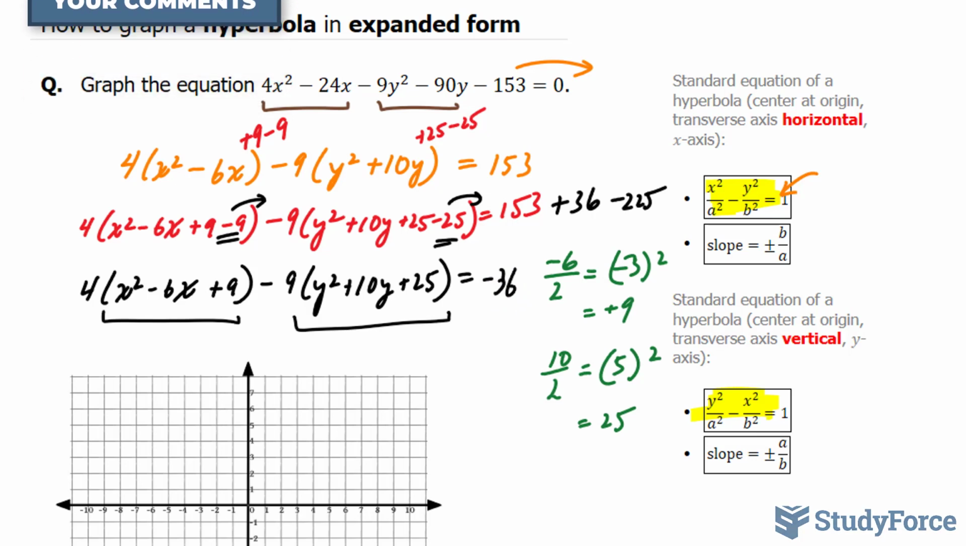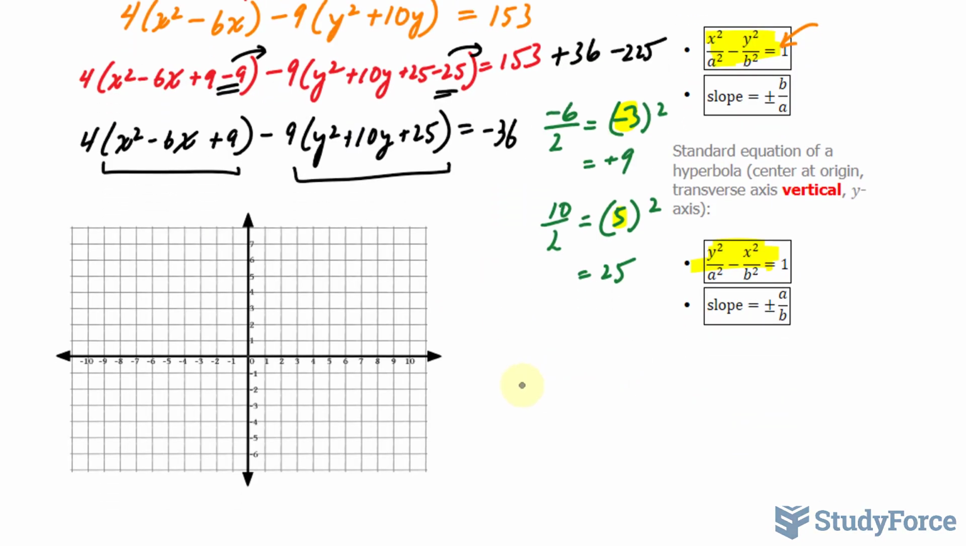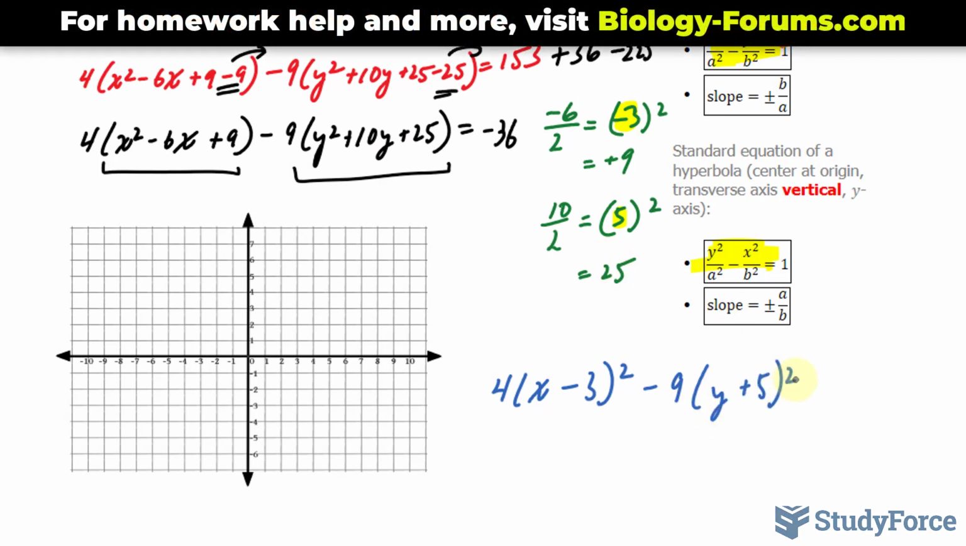Now the importance of having a perfect square trinomial is that it's easily factorable. What two numbers multiply to 9 and add to negative 6? Well, if you recall, that number is negative 3. What two numbers multiply to 25 and add to 10? That number is 5. So this expression becomes 4 bracket x minus 3 squared, and this part becomes negative 9 bracket y plus 5 squared is equal to negative 36.